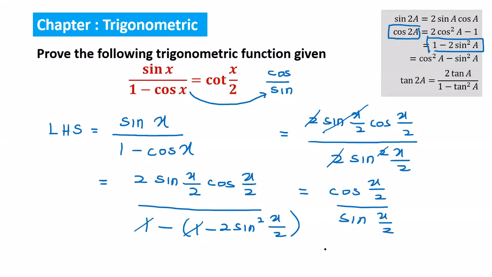What is cos over sine? Cos over sine is cot x over 2. It is proven. Understand? Hope that you can understand this explanation. If you have any question, you can post me. Thank you, class.